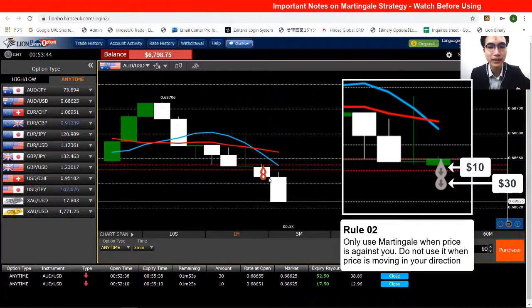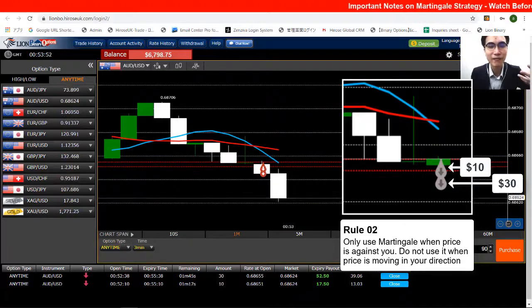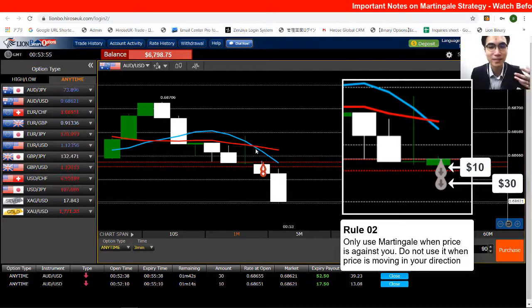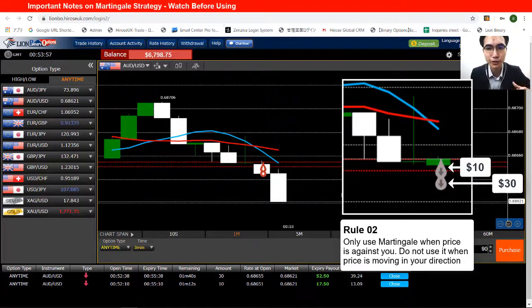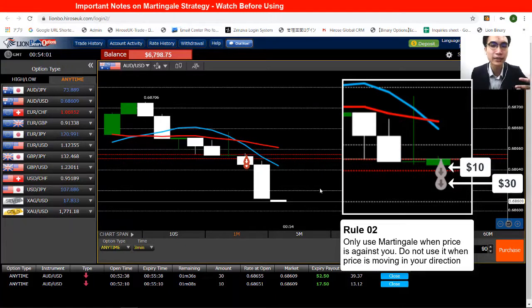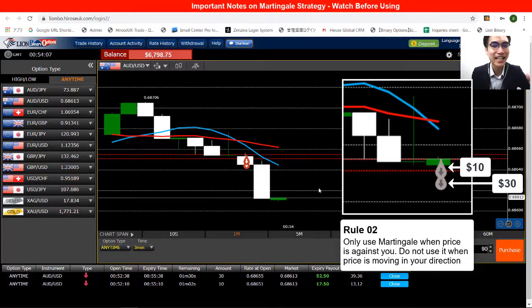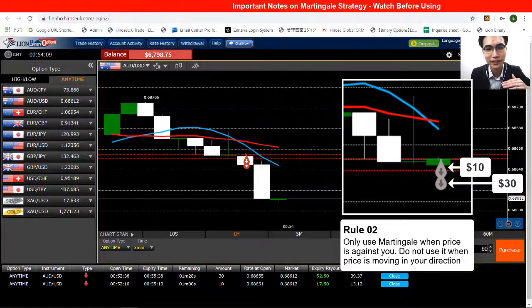So just like this one here, I placed a low option. The price goes against me. I'm not comfortable with it, and I'm afraid I'm going to lose. That's why I placed a second trade with the triple amount of the first trade, just to make sure that if I win the second trade, I can cover the loss of the first trade.